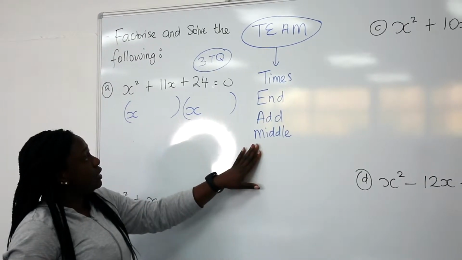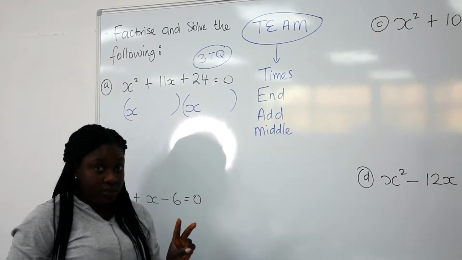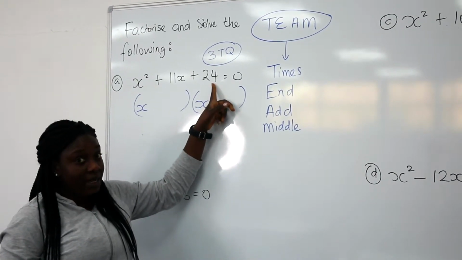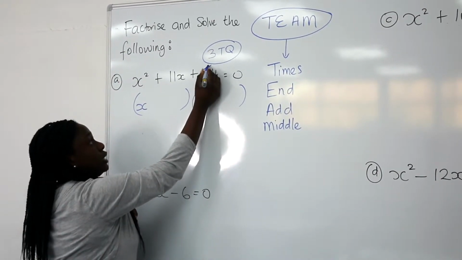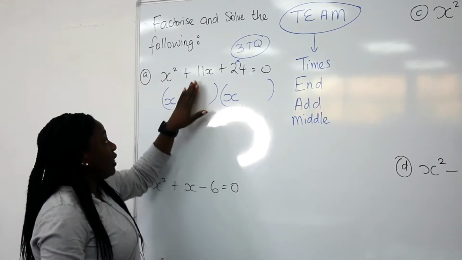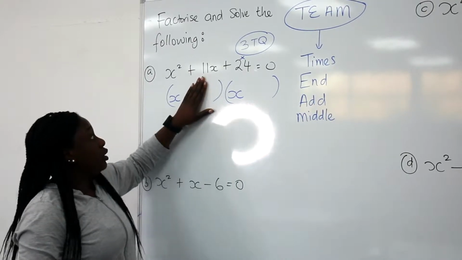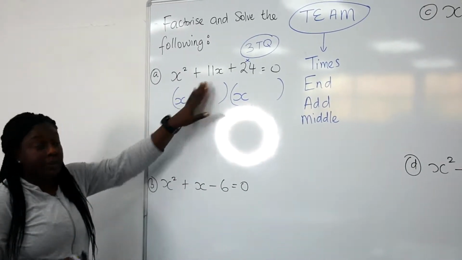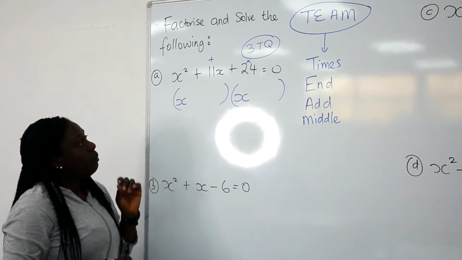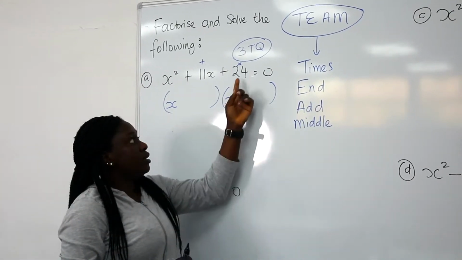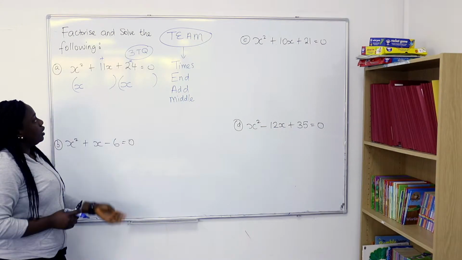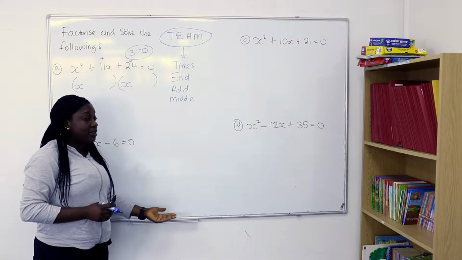Basically, what it means is we need two numbers that would times together to give the end number. I'm going to stick a little times on top. And the same two numbers, when we add them together, we get the middle number. So I'm going to put plus in front of the middle. My advice would always be to start from the end number. Look for two numbers that times together to give 24. Straight away I'm going to say 6 and 4.